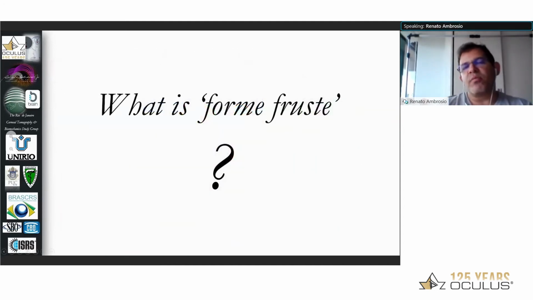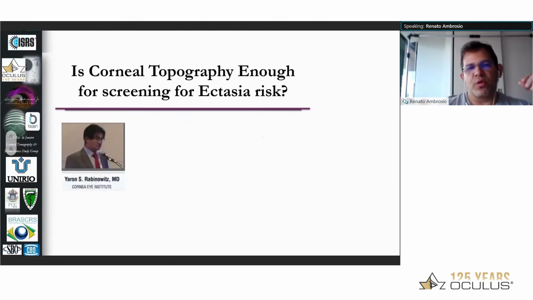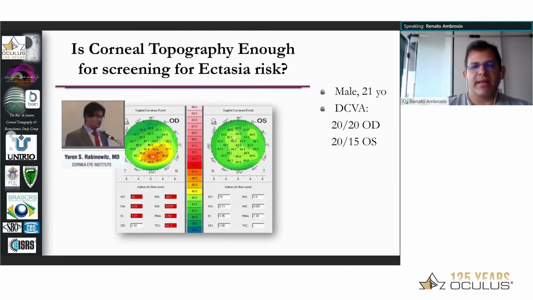So what is forme fruste keratoconus? Forme fruste keratoconus is a complex term, and when you think about the question, is topography enough? Yaron Rabinowitz would say, yes, topography is enough because in cases like this, which he calls forme fruste keratoconus, there is abnormal topography, typical keratoconic topography, in a patient with a normal slit lamp and normal corrected distance vision.